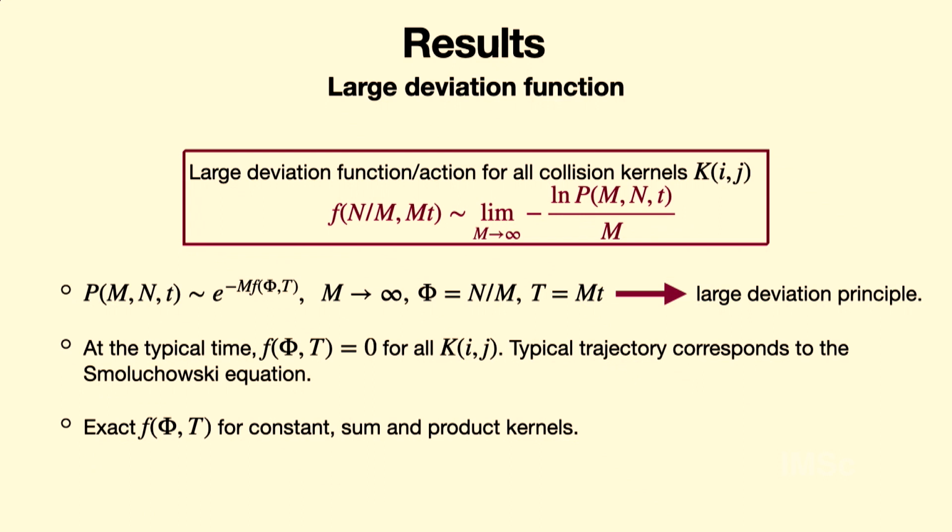So, of course, this leads to the natural expectation that f of phi comma t should be 0 at the typical point, typical t, right? Because that would mean that P of m and t is maximum. So that also we find is true from our results. This is also true for all kernels, K_ij.